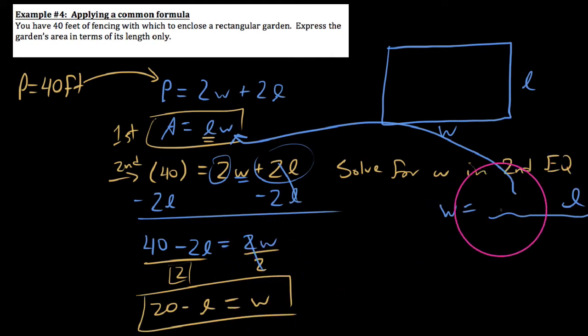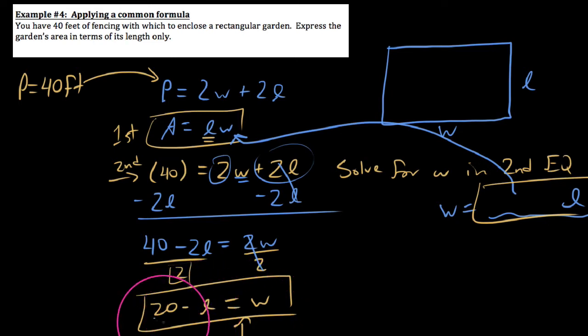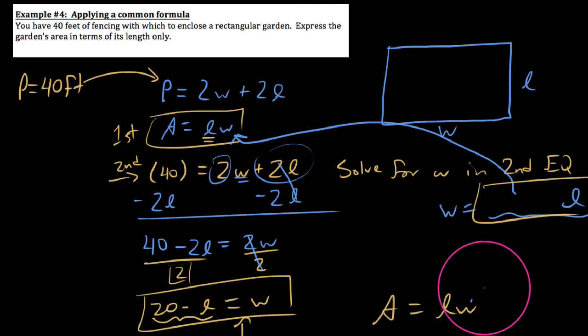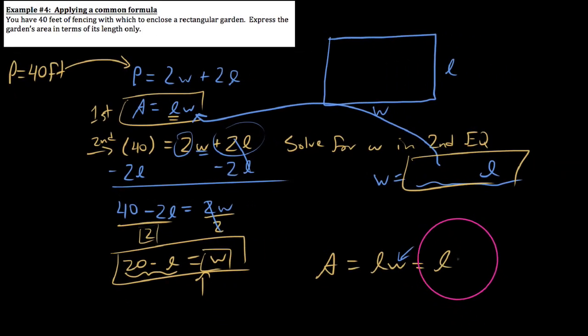Now, like we mentioned, we've gotten the expression that we wanted: the width equals something in terms of L. Our task in the first place was to rewrite the area with no width in it. We wanted all lengths. Now that we know what W is, we can come back over here. We say it's really length times width, but for width we can instead put 20 minus L.